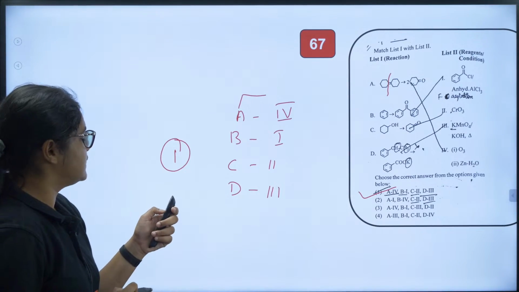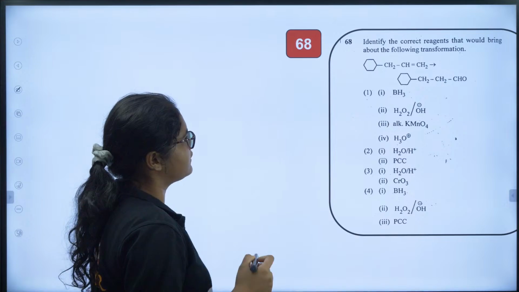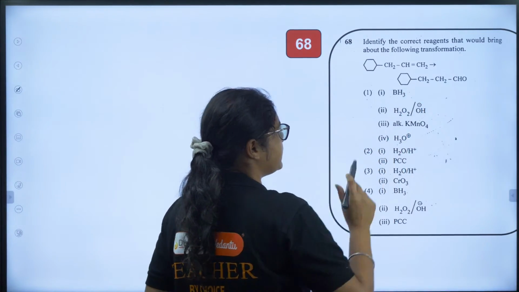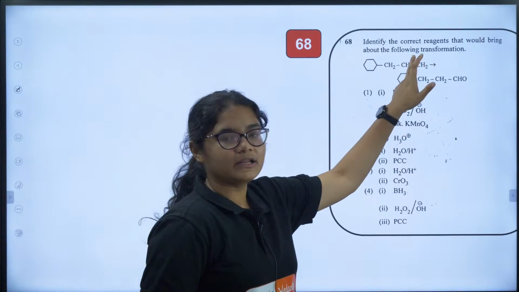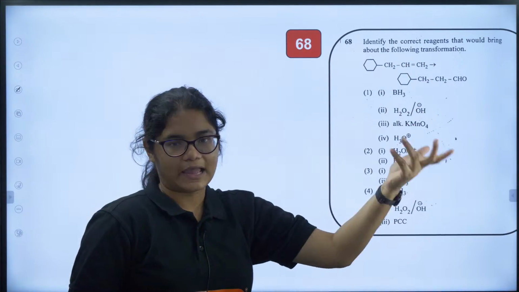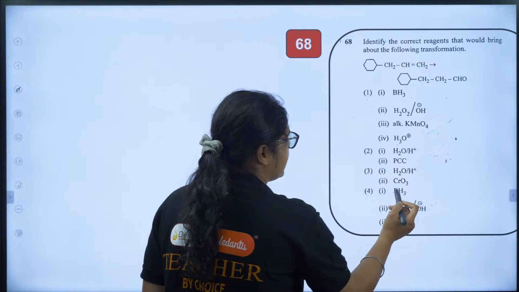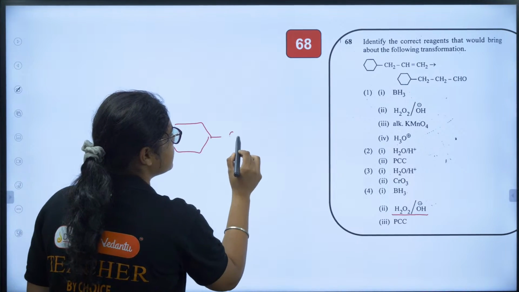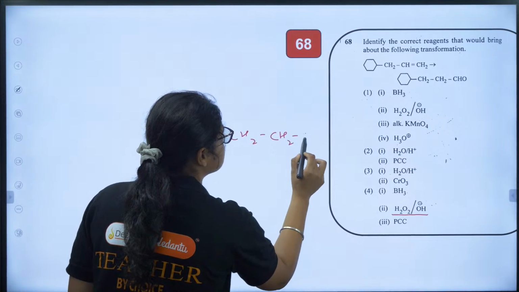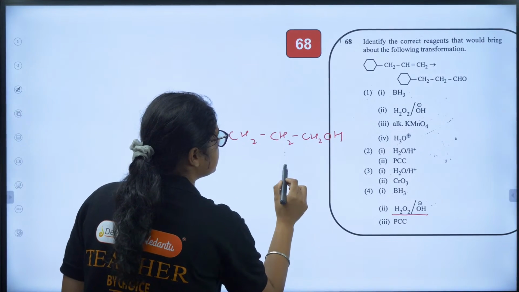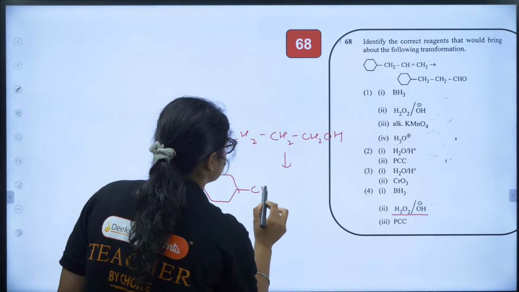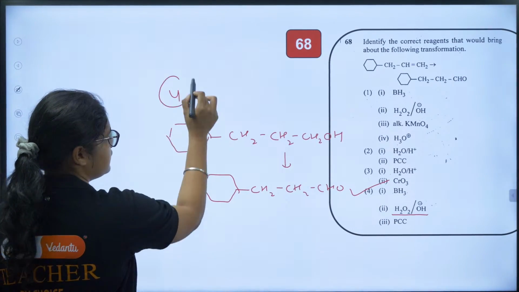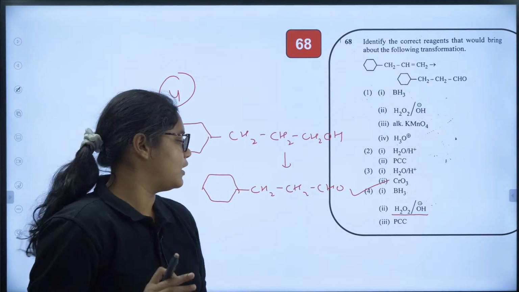Okay. Now let us see the next question. Identify the correct reagent that would bring about the following transformation. So if you see here, first of all, OH should be added at the terminal carbon. Then only it can be oxidized to the aldehyde group, right? So if you do BH3, H2O2, that is hydroboration oxidation, it adds water following the anti-Markovnikov rule. So we will get CH2, CH2 and then CH2OH. Now when you do it with PCC, we will get CH2, CH2 and then CHO, right? So the correct answer for this question will be option number 4. First addition of BH3, then PCC.